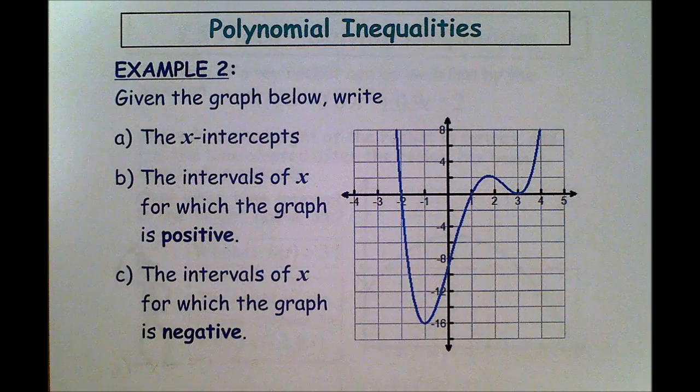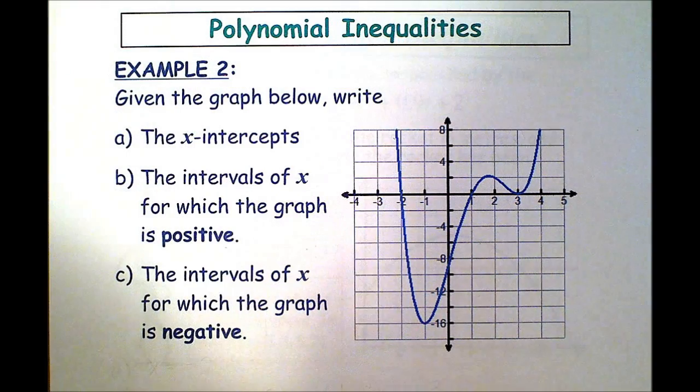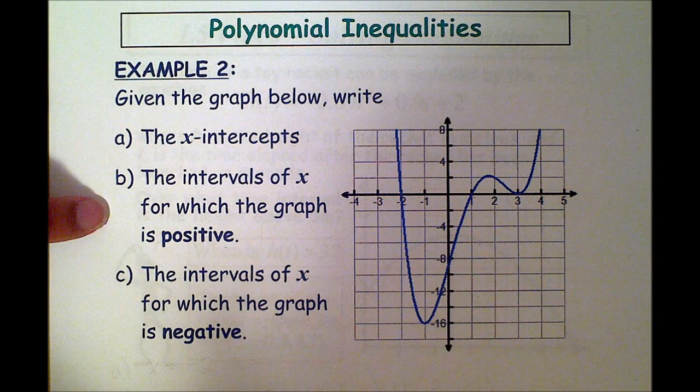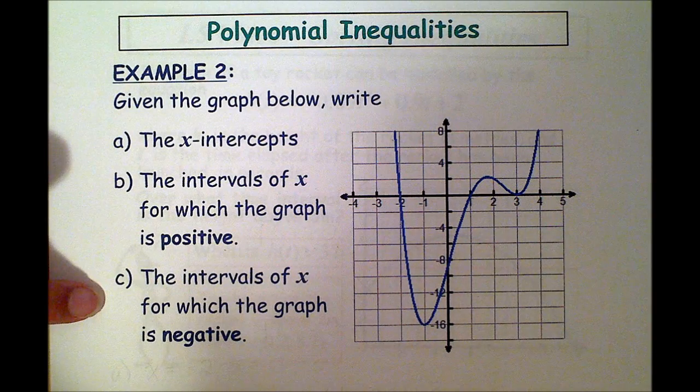Okay, for the second example, we're going to use the graph below to write the x-intercepts, the intervals of x for which the graph is positive, and then the intervals of x for which the graph is negative.